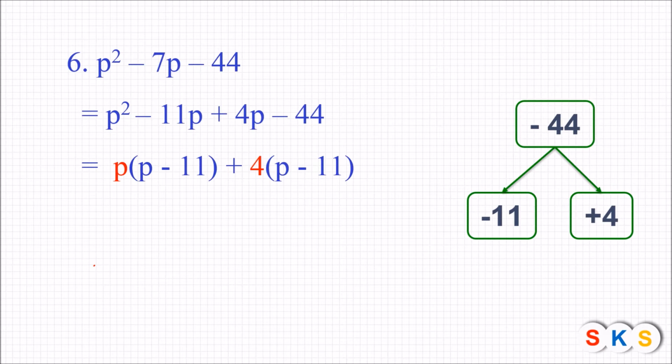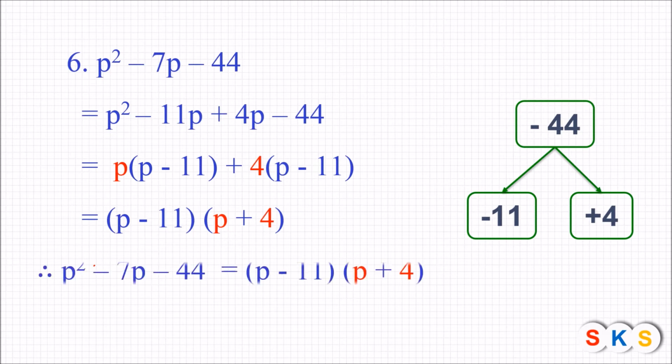Now what is common in these two groups? p minus 11. Okay, and what is uncommon here? p plus 4. So in the first bracket we will write p minus 11, and in the second bracket we will write p plus 4. Therefore p square minus 7p minus 44 is equal to p minus 11 into p plus 4.